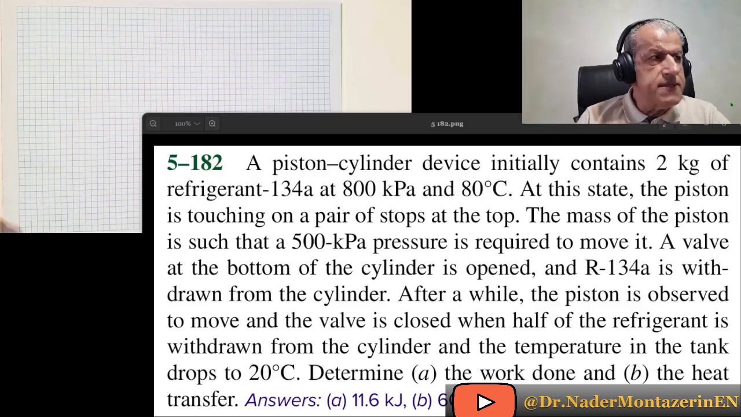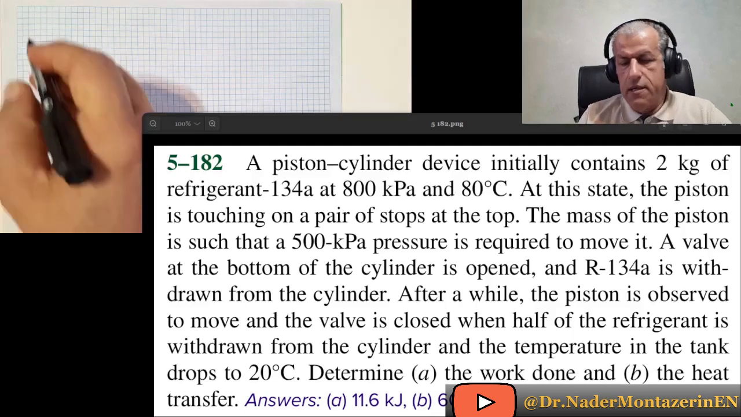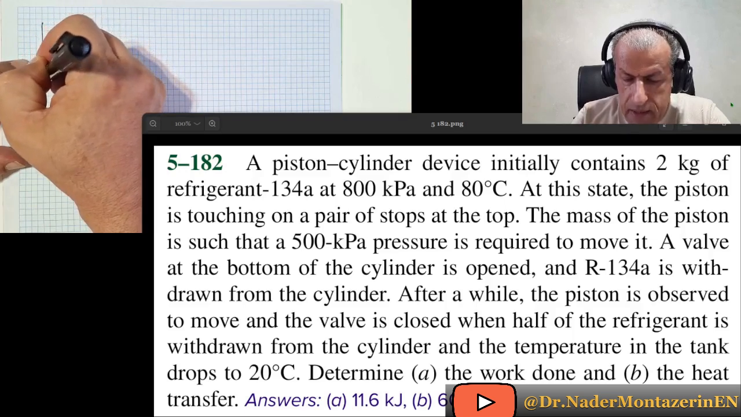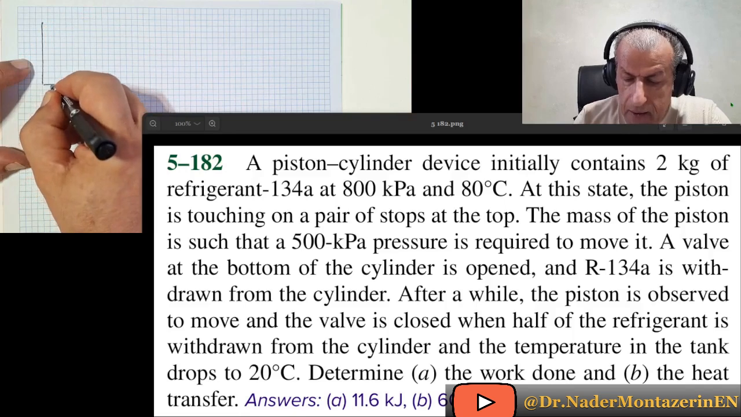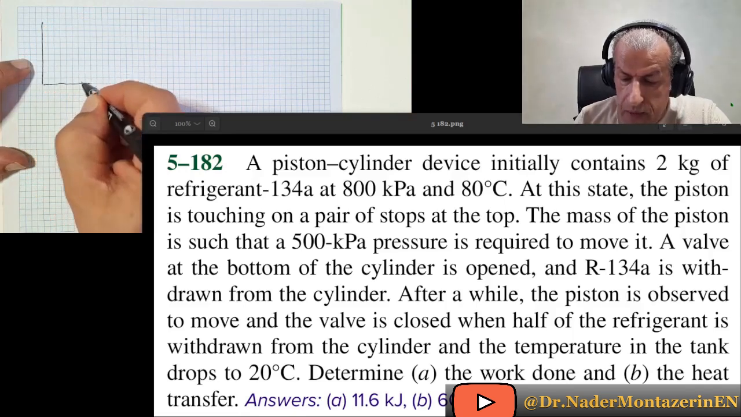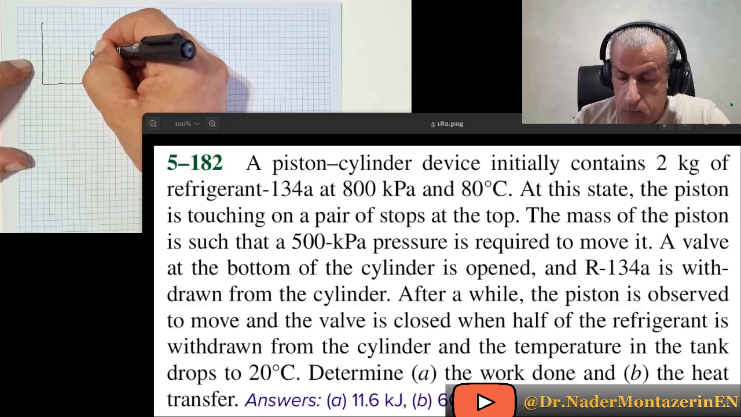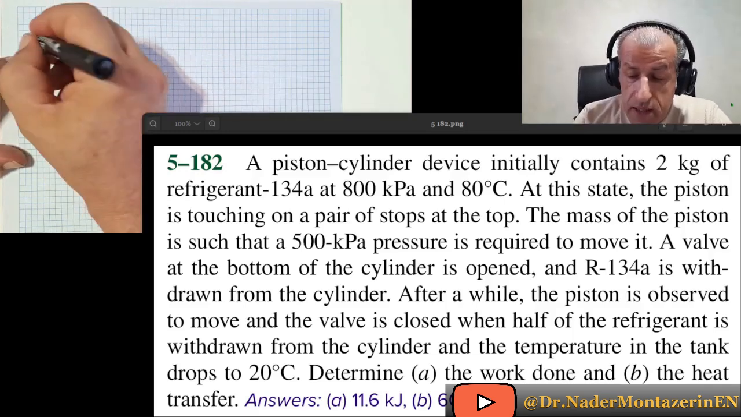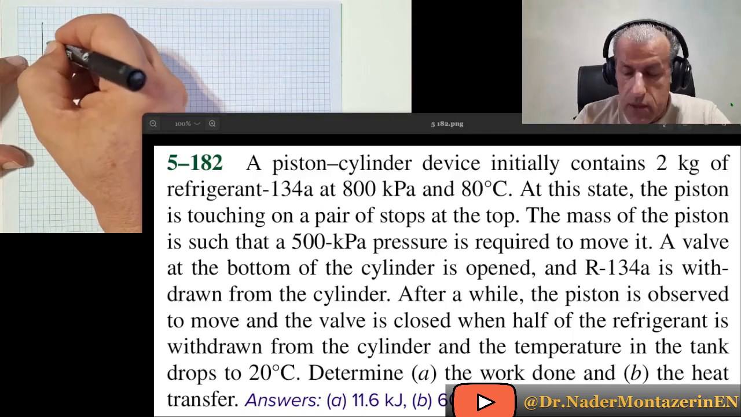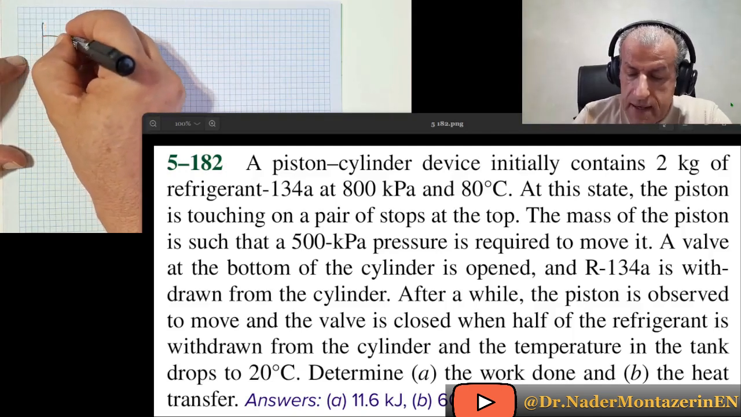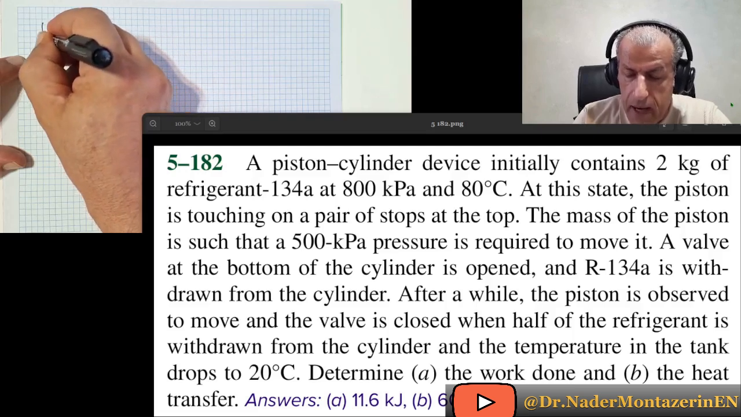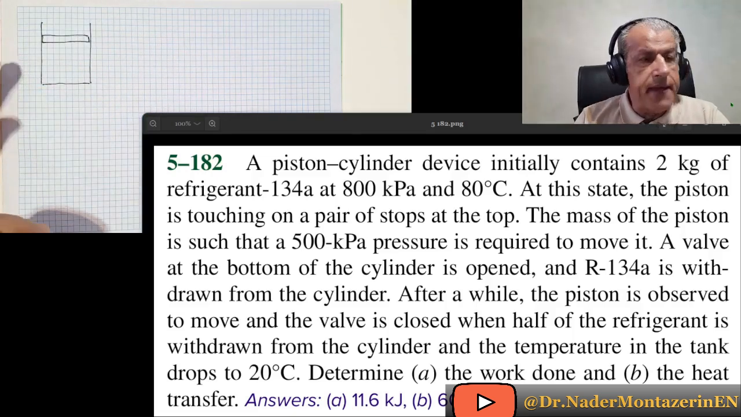The problem says that there is a piston cylinder device, and as usual, I try to interpret the problem into a thermodynamic language. And that's very important that you should always be doing. So the problem tells us that there is a piston cylinder device, which perhaps would look like this.